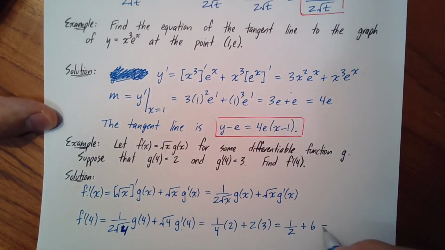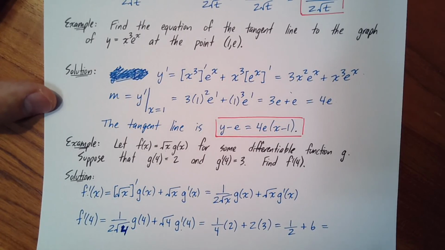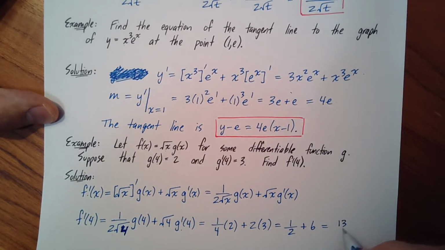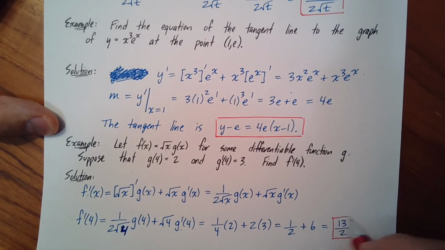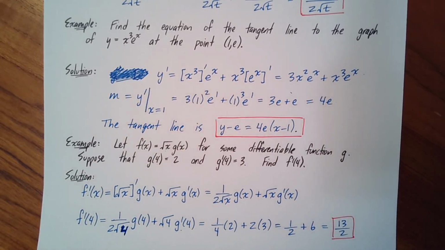And if you want to write it as an improper fraction, which we probably should do here, you can just write the 6 as 12 over 2, and then add 1 over 2 to 12 over 2 to get 13 over 2. Okay, and that's how you can write it as an improper fraction, which I think is a bit better in this case. Okay, so those are a few examples of how to use the product rule.